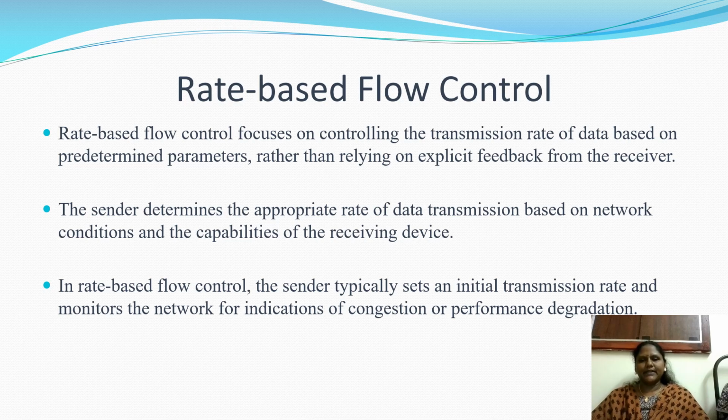So the sender determines the appropriate rate of data transmission based on the network condition and the capability of the receiving device. In rate-based flow control, the sender typically sets an initial transmission rate and monitors the network for congestion and performance degradation. So based on the congestion, the sender is going to transmit the data packets to the receiver. Say if the network is affected with congestion, then the sender is going to slow down the number of packets transmitted to the receiver end.